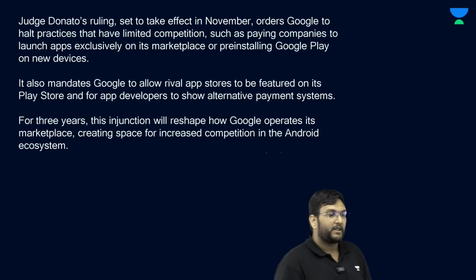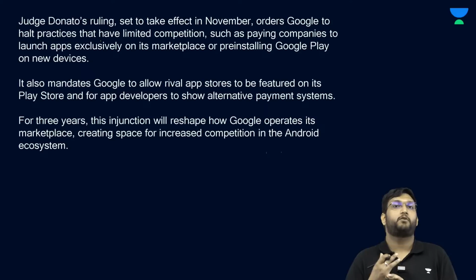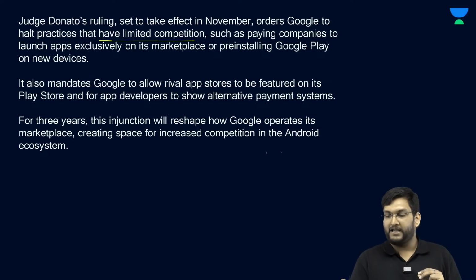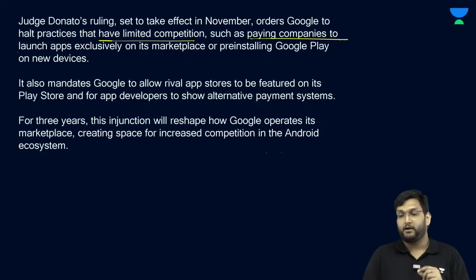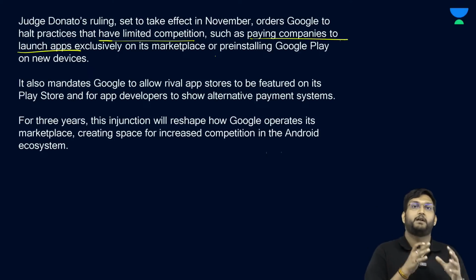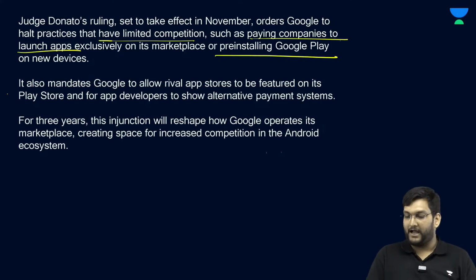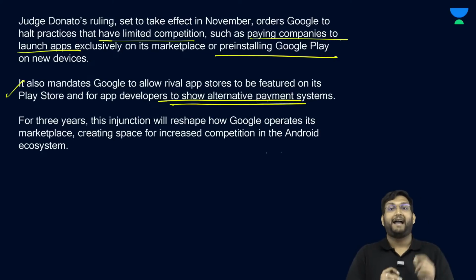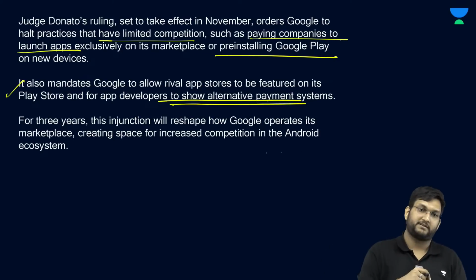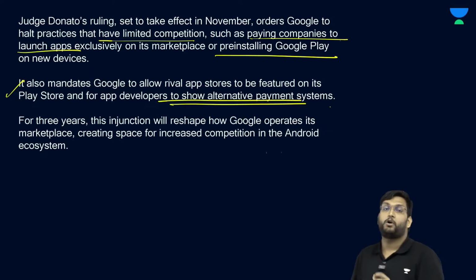He has said that Google has to halt the practice of having limited competition, which is paying companies to launch exclusively in their marketplace, or pre-installing Google Play on the new devices. Further, it has mandated that rival app stores should be available on Android phones and they should be available on the Play Store itself. Further, alternative payment methods should also be there.